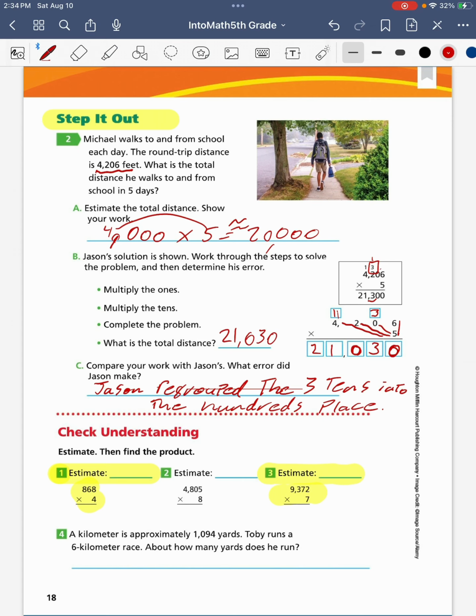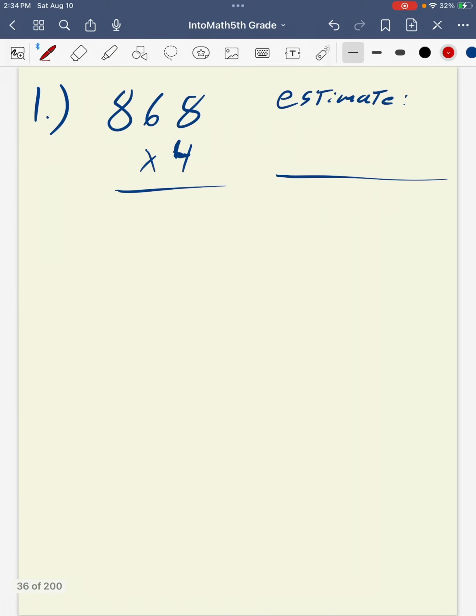For today's activity, we are going to be doing the odd numbers of Check for Understanding and On Your Own. Starting with problem number 1, where we are multiplying 868 times 4. Before I begin, I want to make a quick estimate as to what I think the product will be. To do this, I'm going to round to the nearest hundreds place. I refer to the number in my tens place, which is greater than 5, which means that for my estimate, I'm going to round up to 900. My estimate of 900 times 4 will have it that our product should be approximately 3,600.